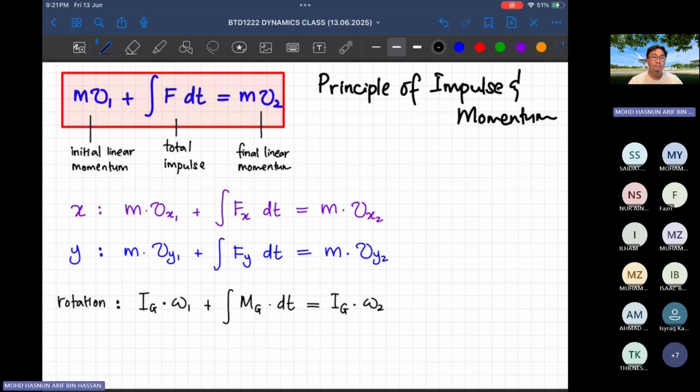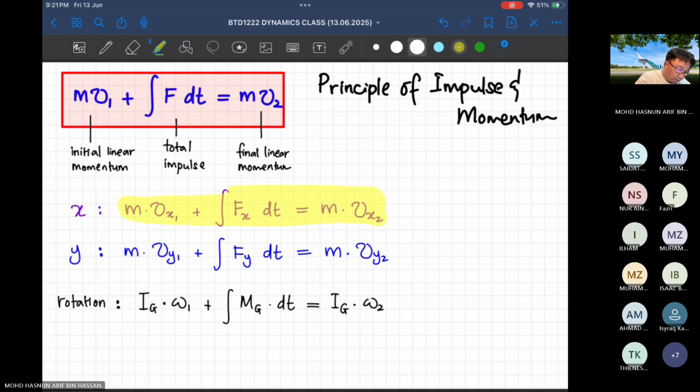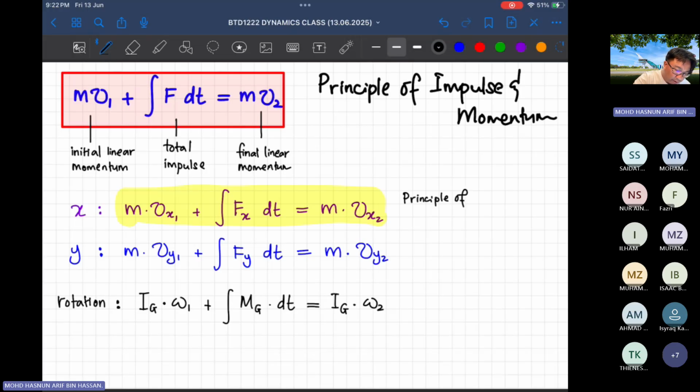So right here, we have basically three equations that we can use to calculate problems in this final subtopic. The first one is the principle of linear impulse and momentum in the x-axis. Basically, both of these two are the principle of linear impulse and momentum.